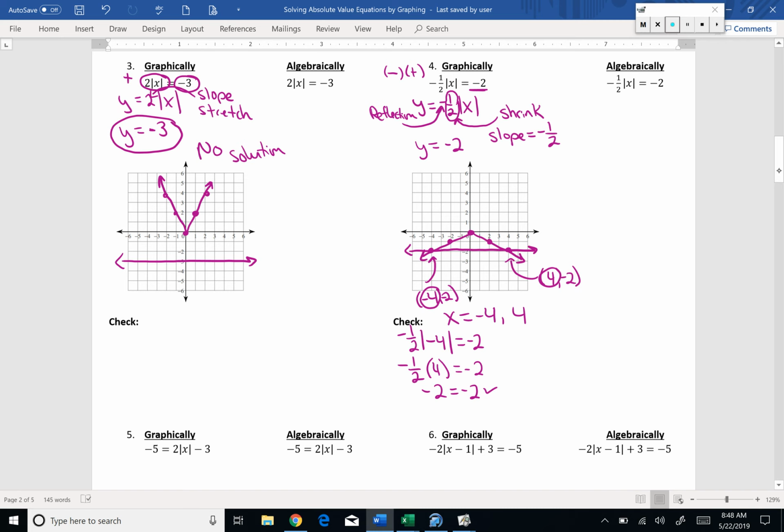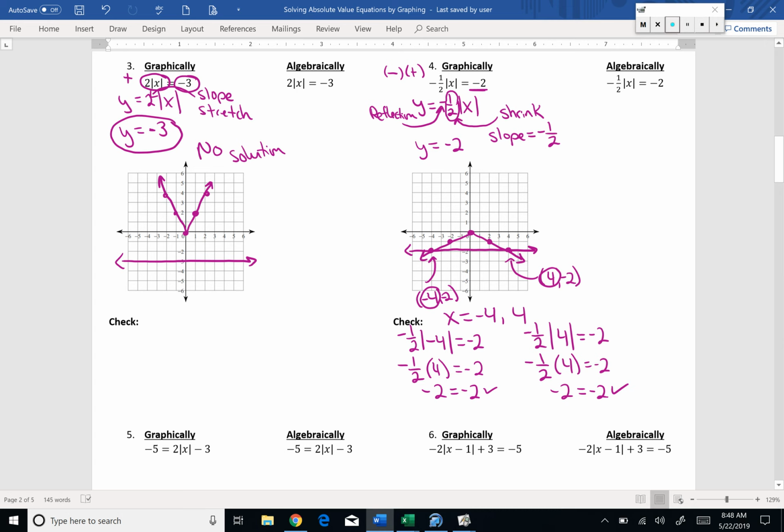Check the other side, so negative 1/2. Remember, absolute value first. And absolute value doesn't just mean I switch the sign. Absolute value is distance. So the absolute value of 4 is 4. Negative 1/2 times 4, again, gives us a negative 2. And that's what we need.